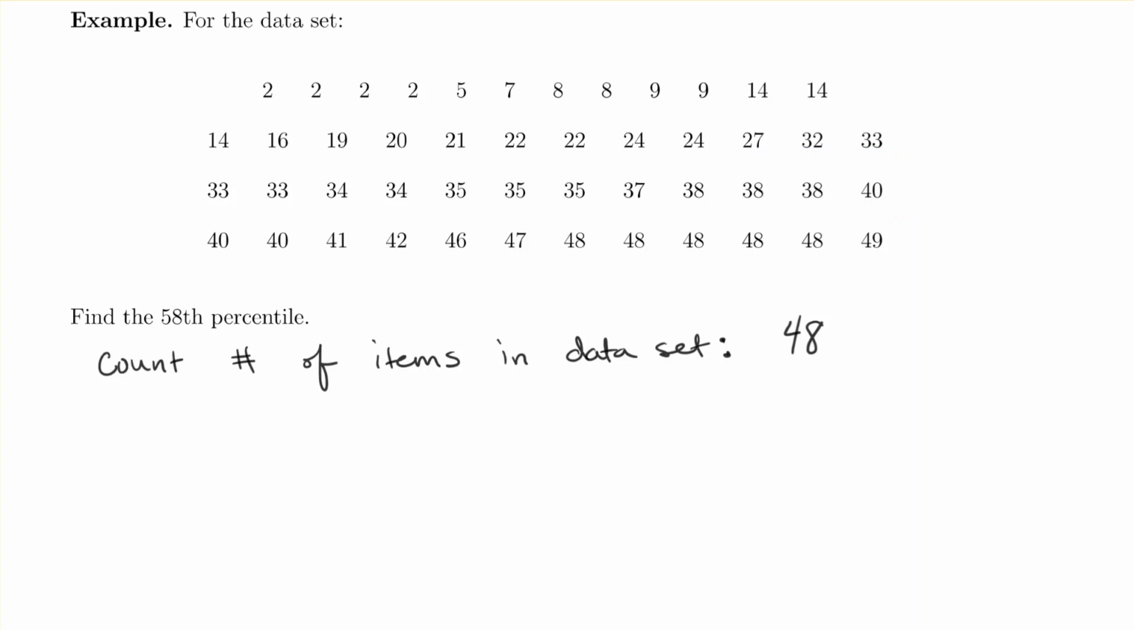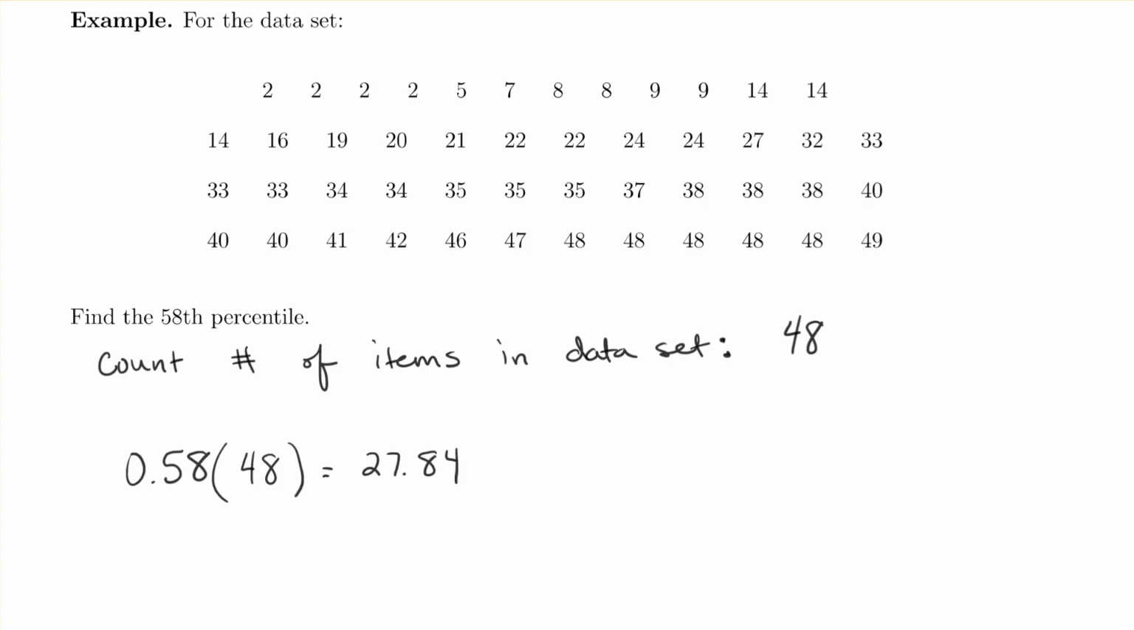So then, of the 48 items, I want to find, since these are listed in order, which location in the list would put me at a higher value than 58% of the data items. So I take my 58th percentile, turn it into a decimal, 0.58, multiply it by the number of items in the list, and this will not give me the 58th percentile, but it will give me the location of the 58th percentile in the list. Type this into the calculator and you get 27.84.